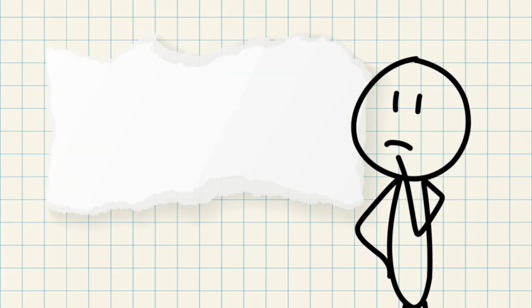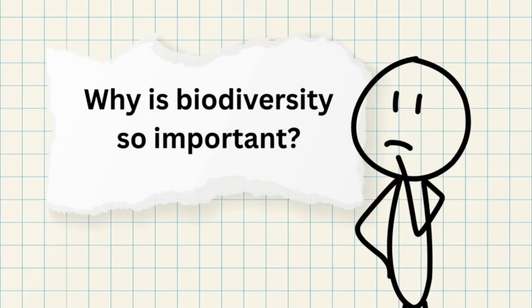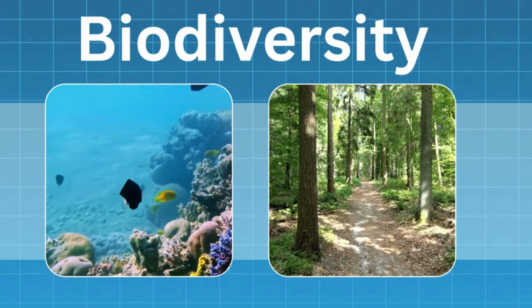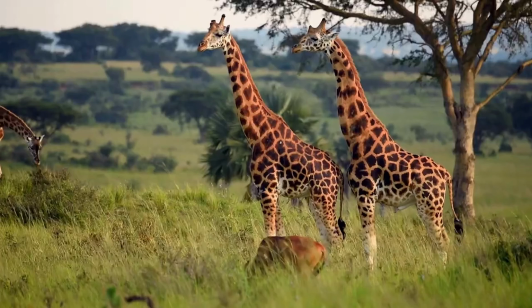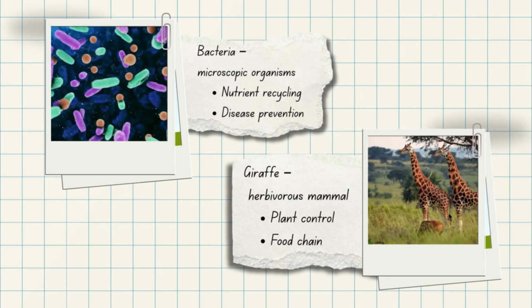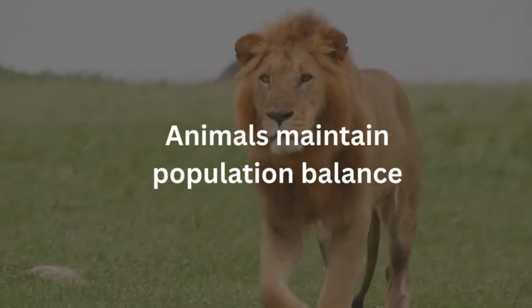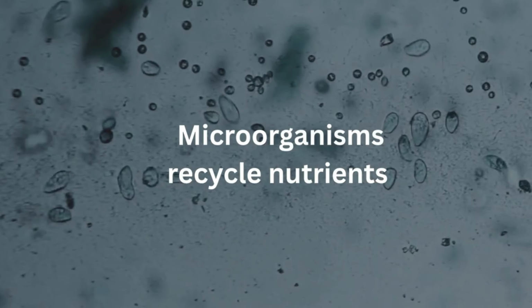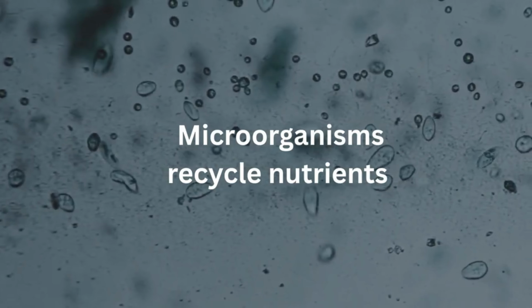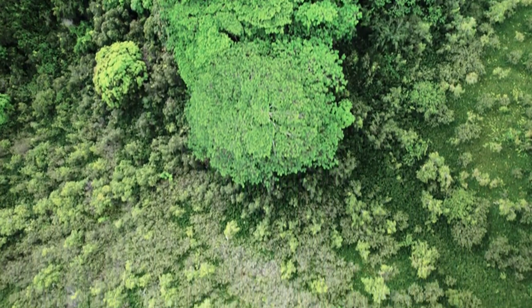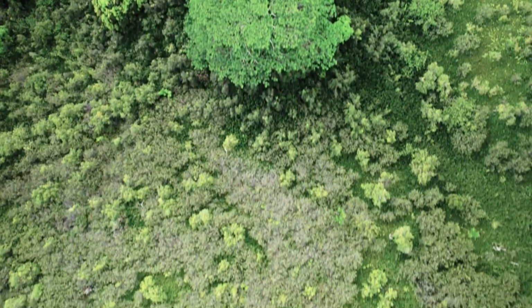This brings us to a crucial question. Why is biodiversity so important? Biodiversity is the foundation of stable and healthy ecosystems. Each organism, whether large or small, plays a specific role. Plants produce food and oxygen. Animals maintain population balance, and microorganisms recycle nutrients. When biodiversity is rich, ecosystems remain balanced and resilient.